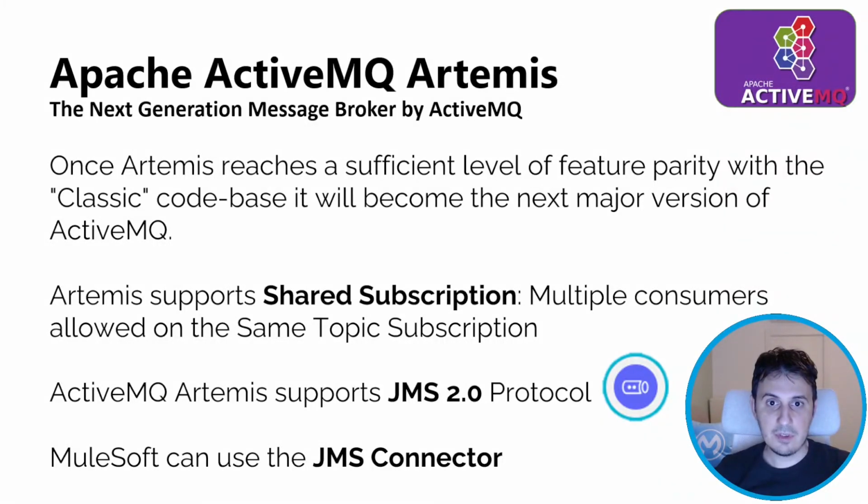Apache ActiveMQ Artemis is the next generation message broker by ActiveMQ. Once Artemis reaches a sufficient level of feature parity with the classic code base, it will become the next major version of ActiveMQ. Artemis, more importantly, supports shared subscription. So with Artemis, multiple consumers are allowed on the same topic subscription, as we can see now. ActiveMQ Artemis supports the JMS 2.0 protocol, and with MuleSoft we can use the JMS connector.